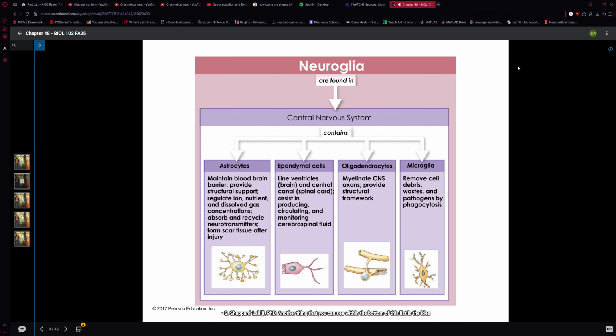Another thing that you can see within the bottom of this list is the idea of injury. So when neurons are damaged within the central nervous system, astrocytes will form that scar tissue and fill that space that had contained those neurons. So nerve regeneration or neuron regeneration within the central nervous system is not something that is really effective due to the scarring response that occurs within this area.